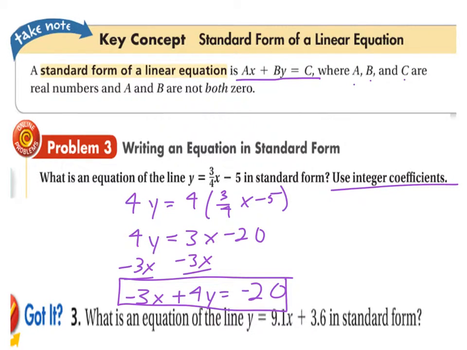You can go ahead and try that with y equals 9.1x plus 3.6 to put that into standard form. And if you want to pause, I'll go ahead and do that. So one thing we can do, to get rid of the 9.1 and 3.6, is multiply by 10. So if I do that, I get 10y equals 91x plus 36. Subtract the 91x from both sides, I get negative 91x plus 10y equals 36. So hopefully you came up with the same thing.